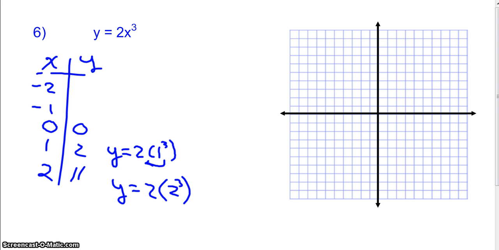Good. 16. Okay, but let's go up here and plug in these negatives. When you plug in -1, -1 times -1 times -1 is -1, isn't it? And -1 times 2 is? -2. So it's no longer positive, as it was when we plugged in 1, right? So how about -2? Good job, -16. -2 times -2 times -2 is -8 times 2, which is -16. Good. So now we go ahead and plot the points.